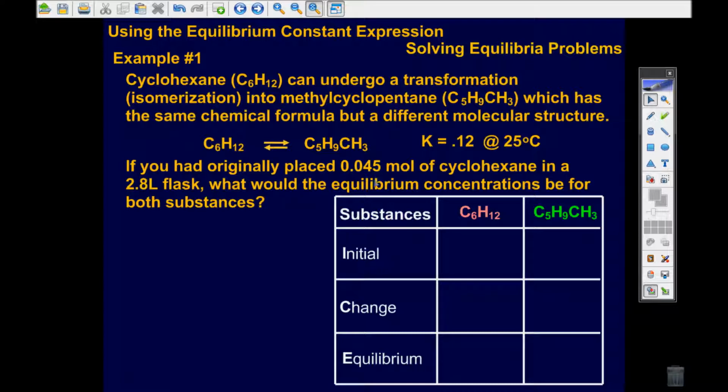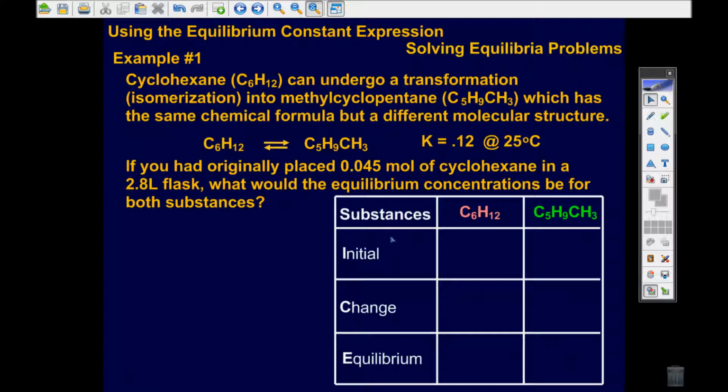And that's what I'm going to do. And when I solve this problem, I'm going to use a tool called an ICE chart. An ICE chart stands for initial, change, and equilibrium. So you can keep track of the initial concentrations of the reactants and products, how much they change by, so you can determine what their concentrations will be at equilibrium.